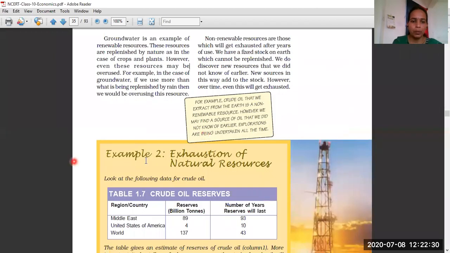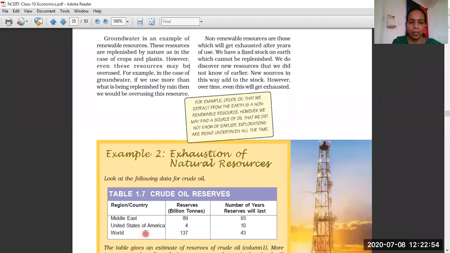Example 2 is given here. Example 2, exhaustion of natural resources, how we are using. In the Middle East region, 89 billion tons is the reserve. The number of years it can remain: this results in 93 years.